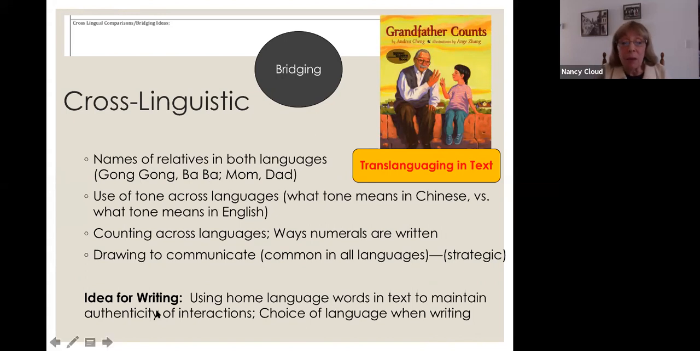And then maybe this one could be ideas for their own writing: when they write a book that crosses cultures, they should use the authentic language for certain interactions. Like, don't call him grandfather. That's not what he's called. He's called Gong Gong, right? So we could tell kids they can make a choice of language when they're writing, and this book would be a mentor text for how that can be done.